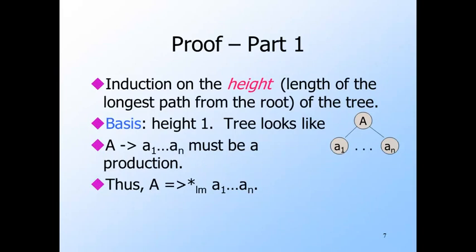We'll start with point 1 by showing how to convert parse trees to leftmost derivations. The proof is an induction on the height of the tree. The basis is height 1. That is, a tree consisting of a root labeled by some variable A and one or more leaves. There must be a production with head A and body being the labels of the leaves from left to right. That's A1 through An in this picture. Then A derives the yield of the tree by the one-step leftmost derivation in which this production is used.